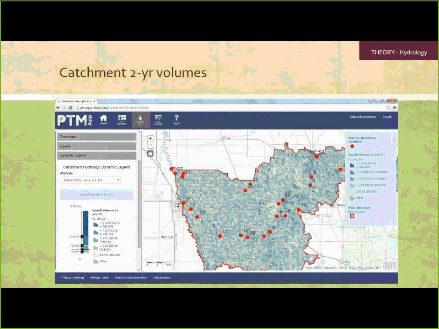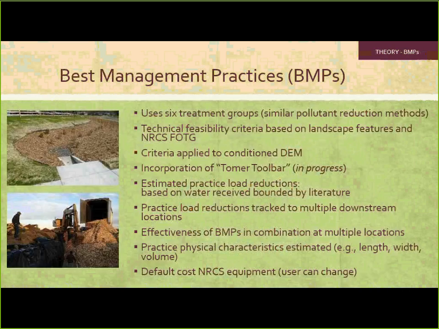Well, maybe you have a stream bank downstream that you're working on and you want to get a relative sense upstream of where the volume's coming from. This might be a useful tool to help you target where to put those practices. And then the next piece that I want to talk about is the best management practices.